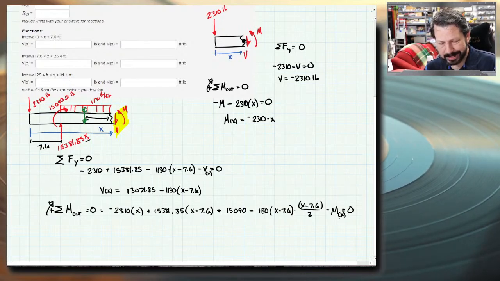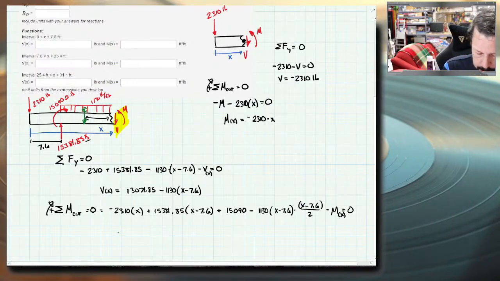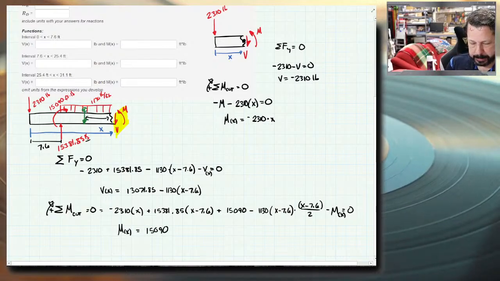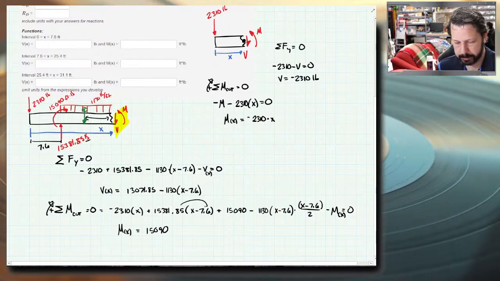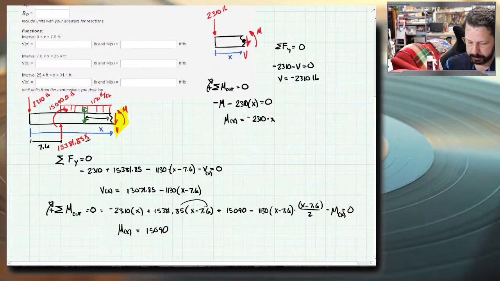Okay, let's see if we can simplify it a little bit. We could maybe put it in just like this and it would work out, but let's move M to the other side. So M of x becomes positive, and it equals, let's put a positive number up front, 1590. Let's see, if we do these two, we'll have another number that we can add to that 1590. So 381.85 times 7.6. Wow, that's a giant number.